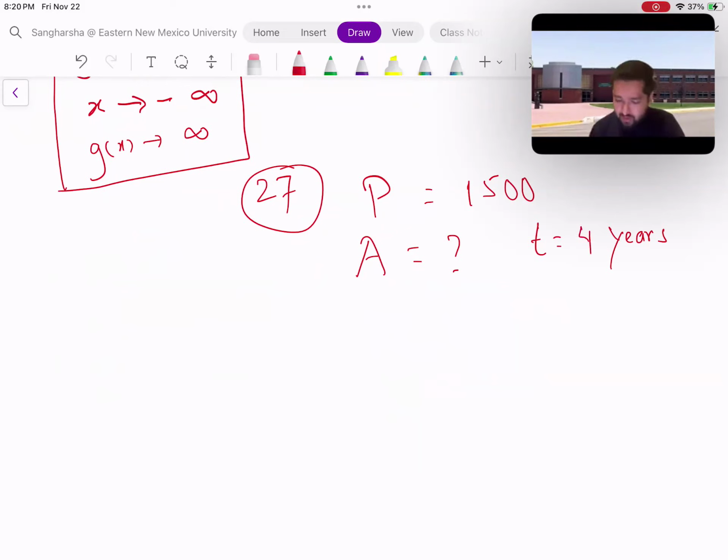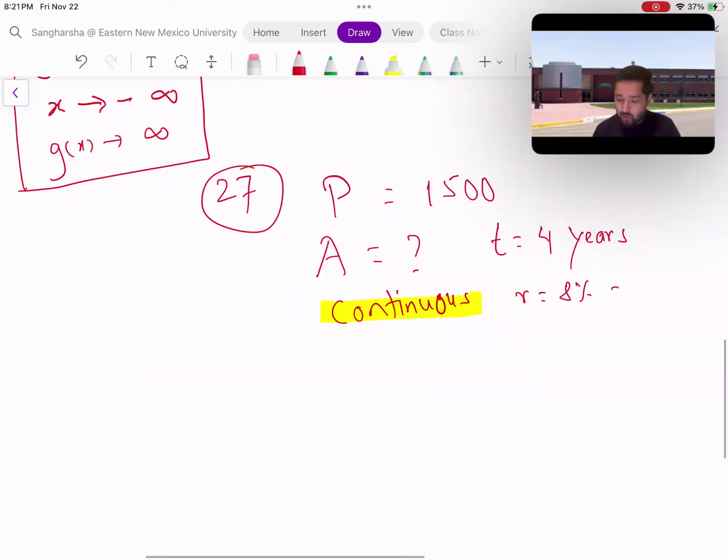So our t is 4 years, and the interest is, okay, continuous compounding of interest rate 8%. So there is a continuous compounding. Okay, you look for the keyword continuous. So that's the keyword here. So continuous compounding. Okay, and the rate given to us is 8%. We write our rate in a decimal, 0.08.